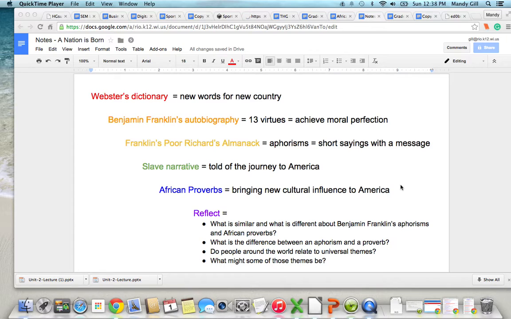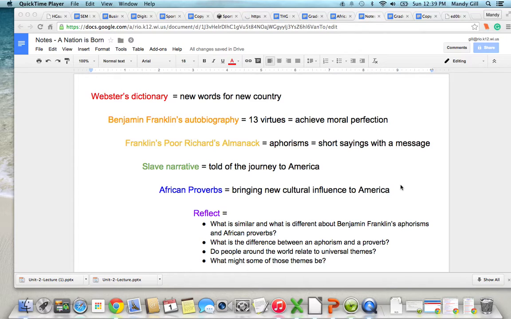So we jumped into the slave narratives, and along with a new set of people coming to our country, they brought some of their influences, their cultural influences, to America. So the next thing we're jumping into now are the African proverbs. And proverbs and aphorisms have some similarities, but they're also different.